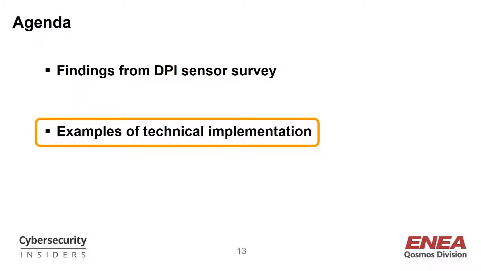Okay, now that we looked at the key reasons and considerations for both DPI sensors and threat hunting, Eric, can you and Sébastien give us some examples and implementation details?